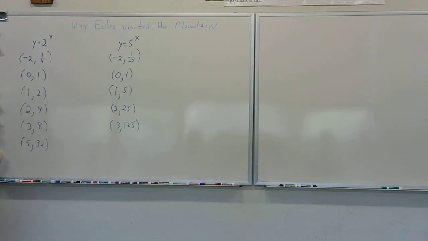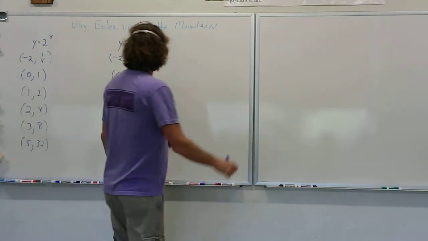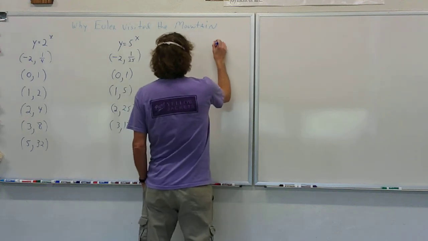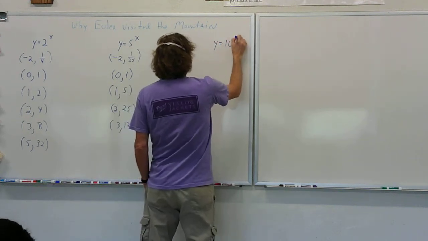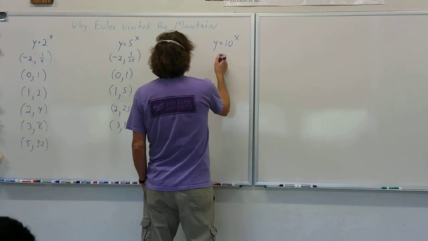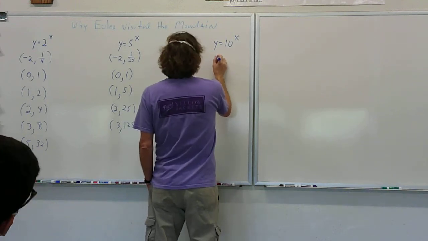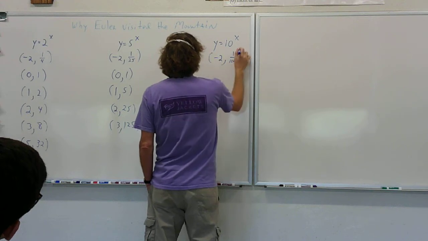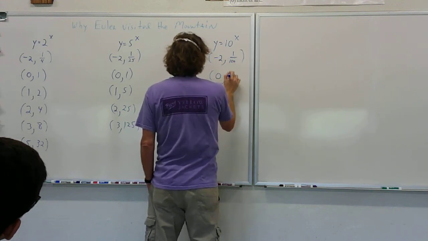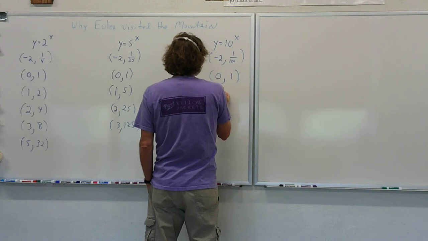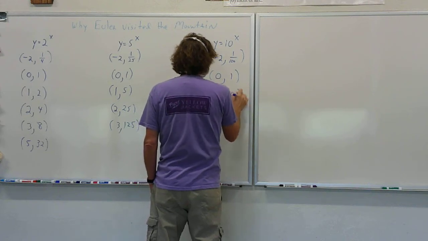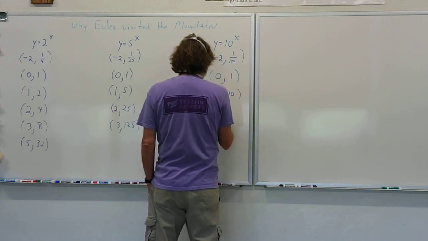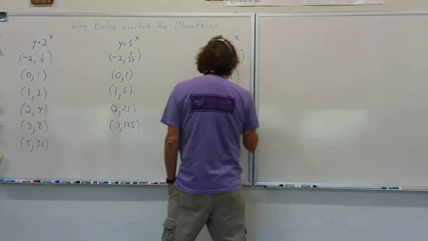Okay? And then, just to help me out, we'll do y equals 10 to the x. And if I do that, I put -2 in there, and I get 1/100. Put 0 in there, I still just get 1. Put 1 in there, I get 10. Put 3 in there, I get 1,000. And that's enough of those.